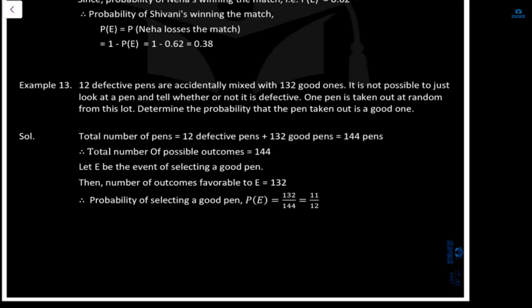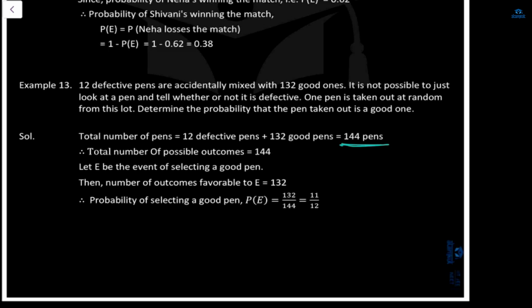If we choose any pen from this lot, we can choose a defective one also. There are only 12, but it is possible that we choose a defective one. So the total possible outcomes of this event is 144 pens. It is not possible to just look at a pen and tell whether or not it is defective. One pen is taken out at random from this lot. Determine the probability that the pen taken out is a good one.